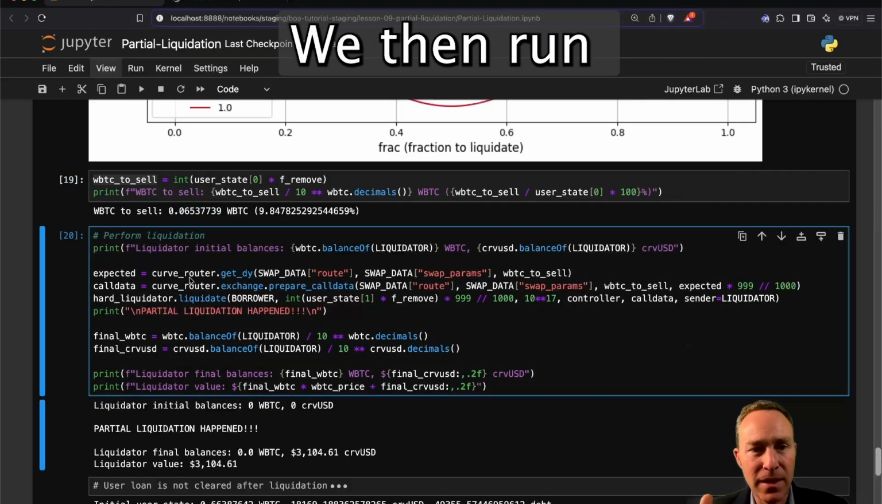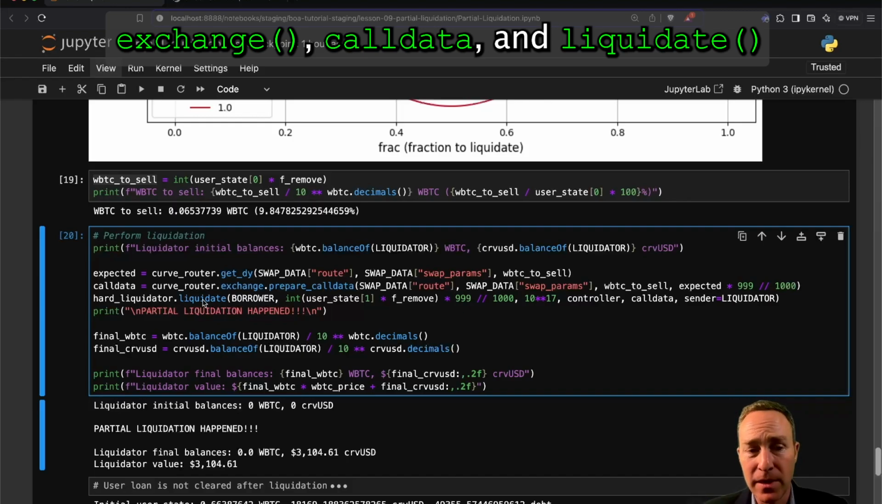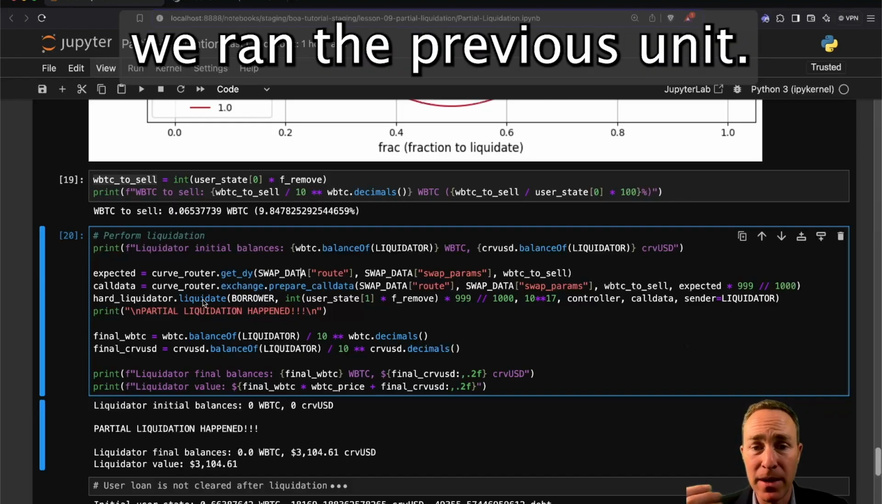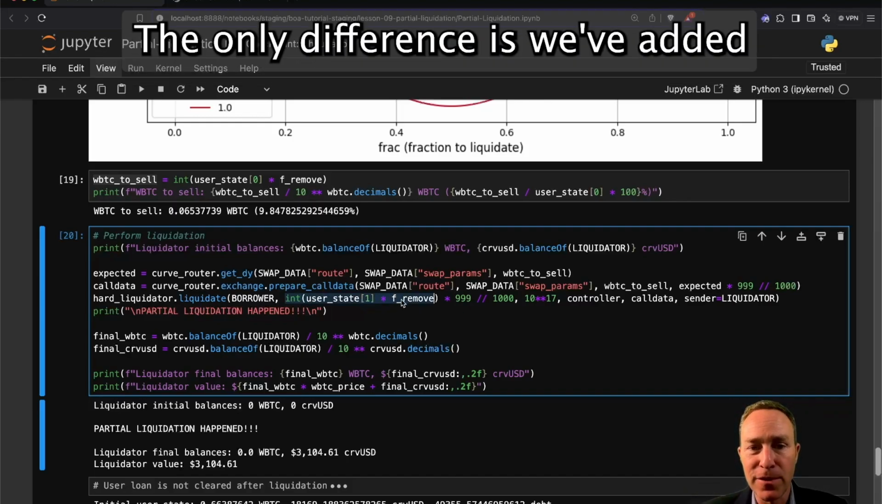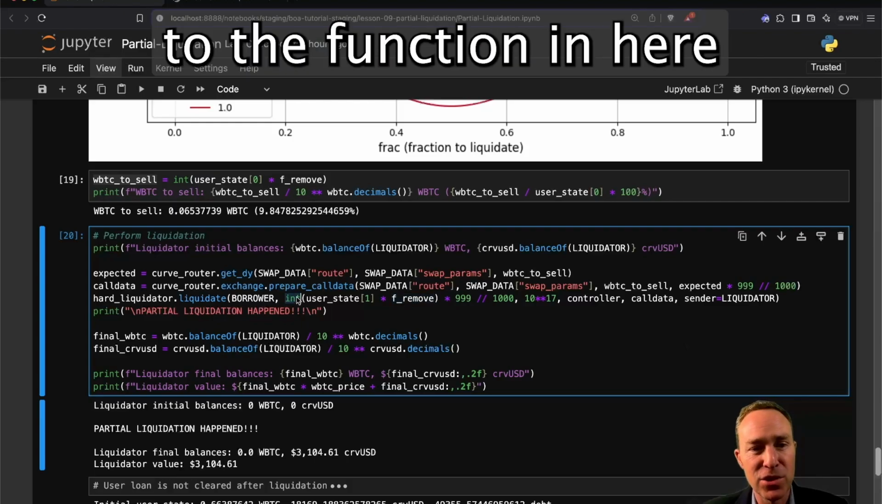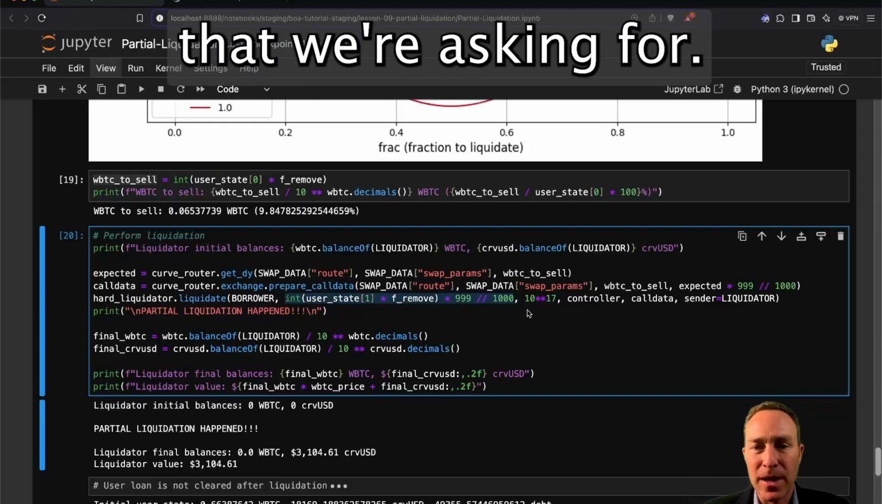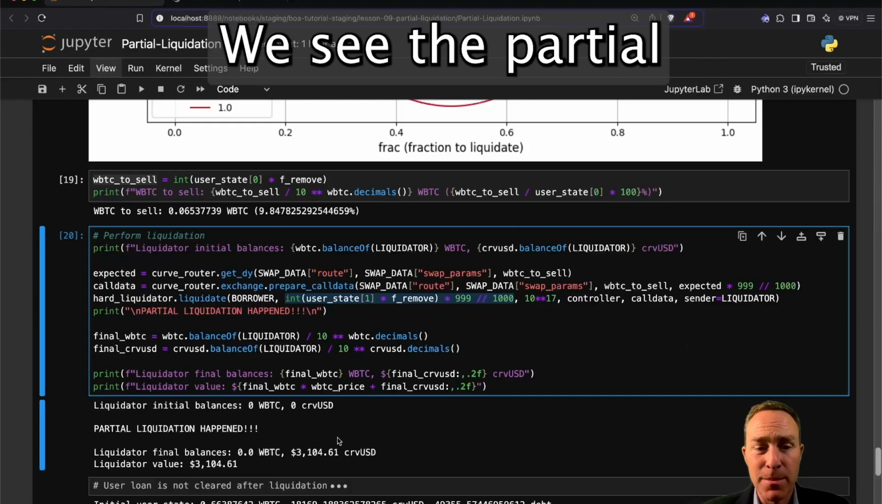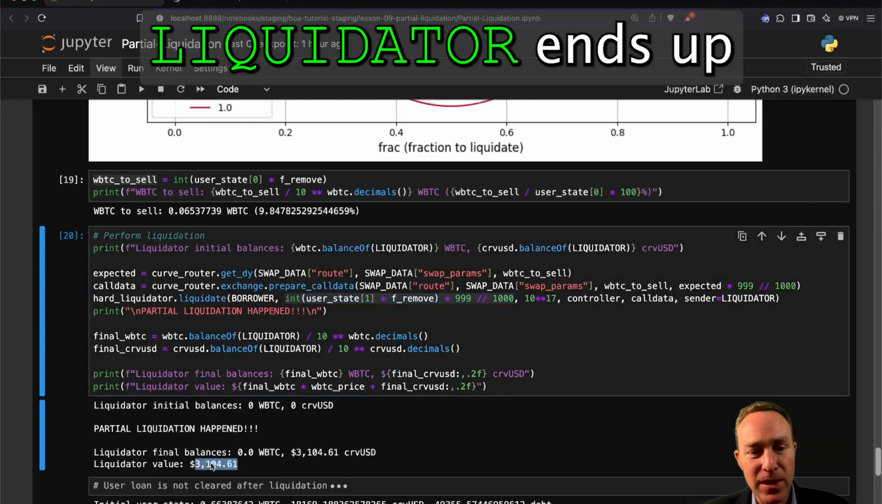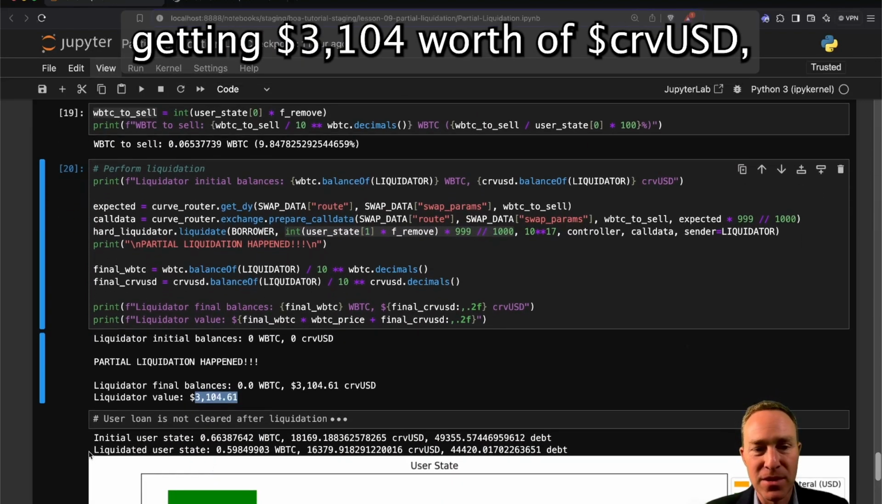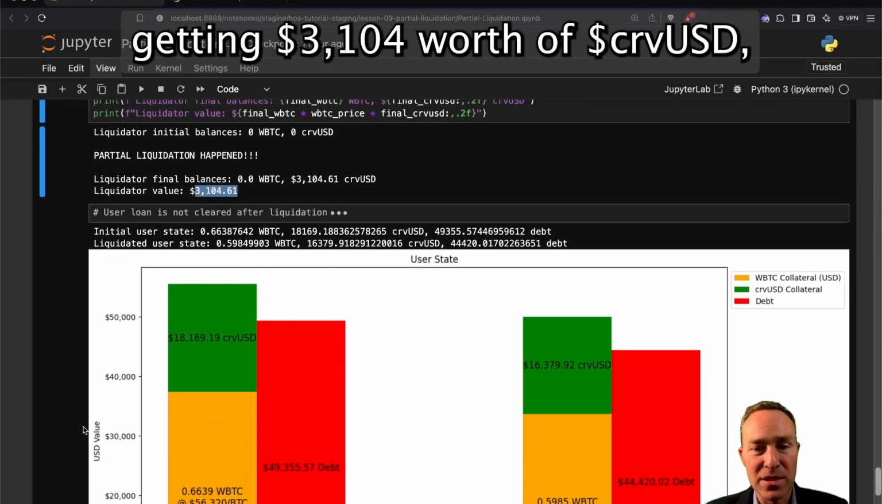We then run the exchange call data and liquidate function the exact same way we ran the previous unit. The only difference is we've added this F remove function in here to only liquidate that amount that we're asking for. So we run this, we see the partial liquidation happens. Liquidator ends up getting $3,104 worth of Curve USD.